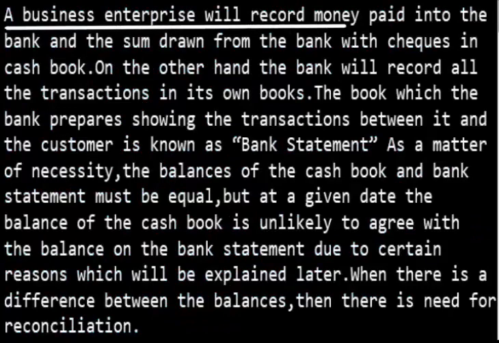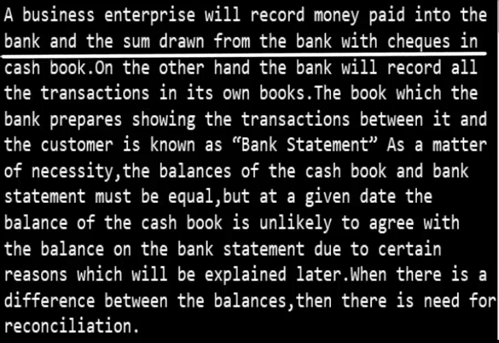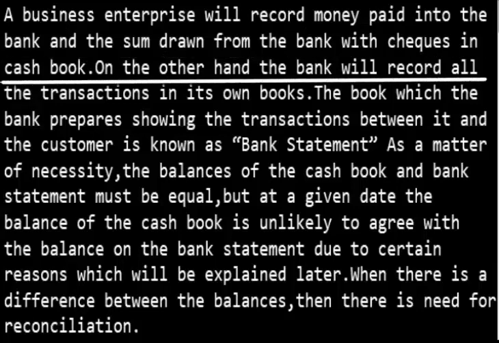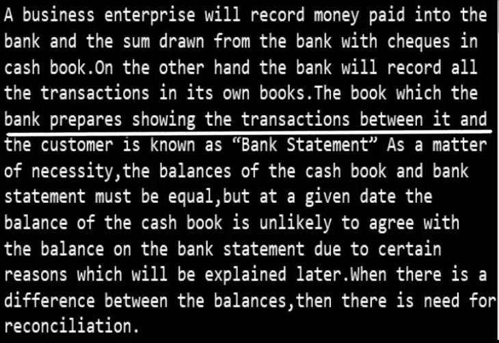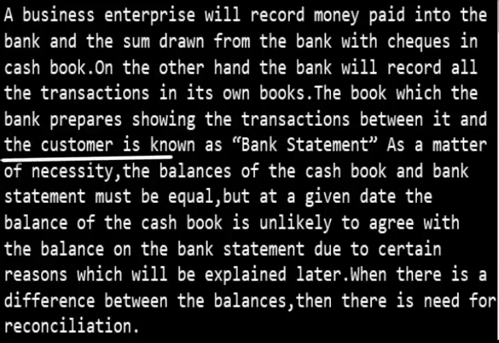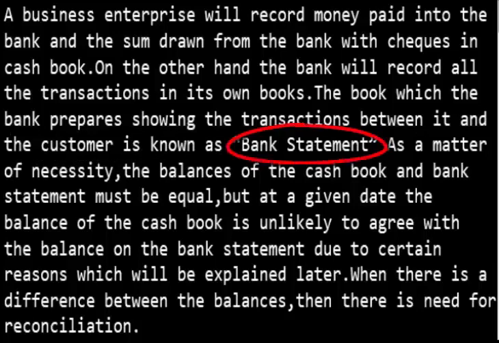Introduction. A business enterprise will record money paid into the bank and the sum drawn from the bank with checks in the cash book. On the other hand, the bank will record all the transactions in its own books. The book which the bank prepares showing the transactions between it and the customers is known as a bank statement.